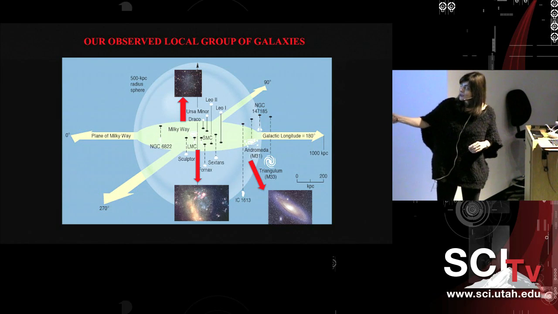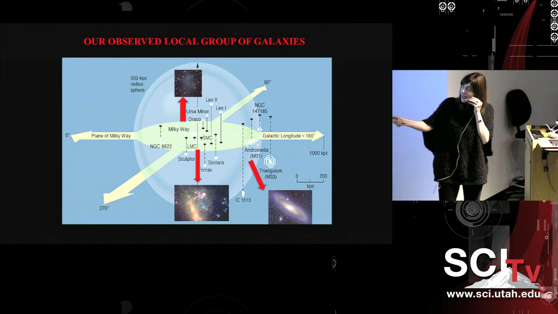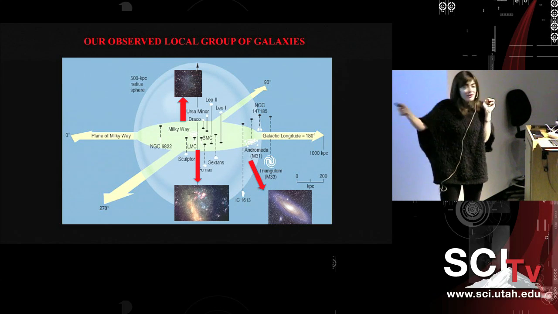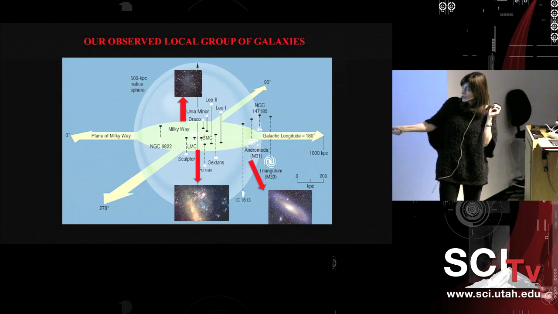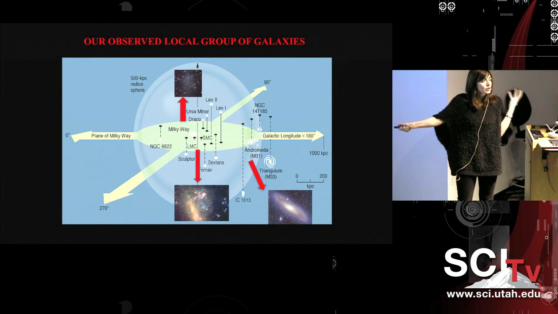Then there are other dwarfs, many others, as you can see. These are even smaller than the Magellanic Clouds. For example, Draco, on the images, looks like a little cloud, very faint, as you can see when you compare it to Andromeda, which is a huge spiral galaxy, very huge in luminosity.